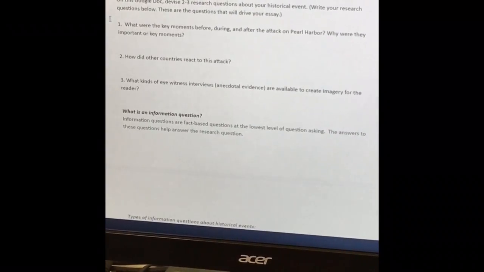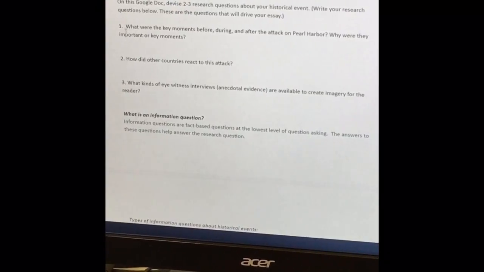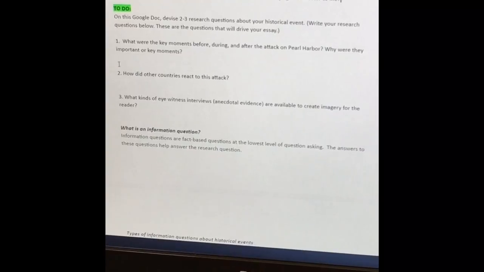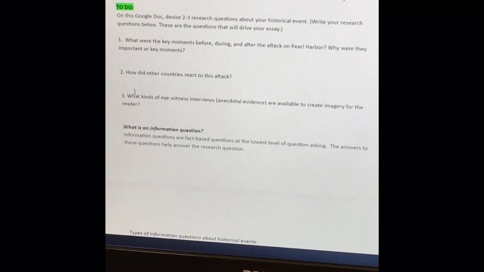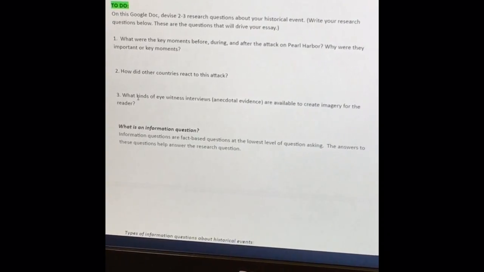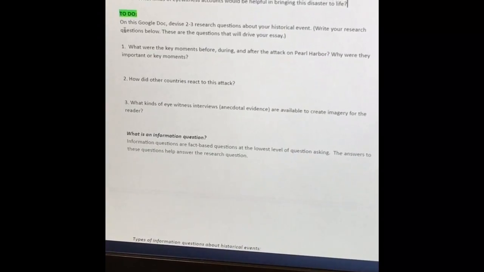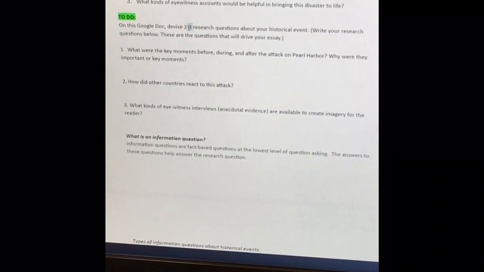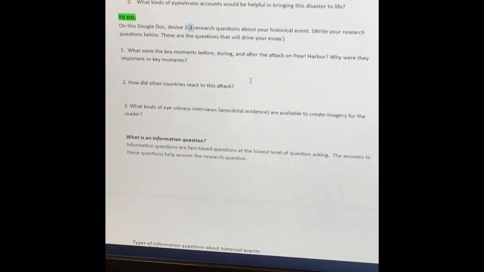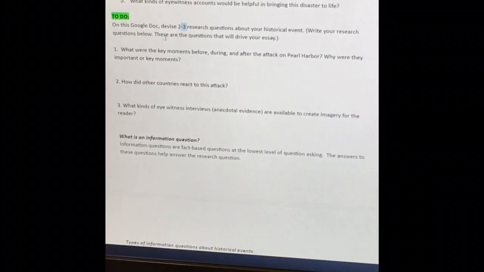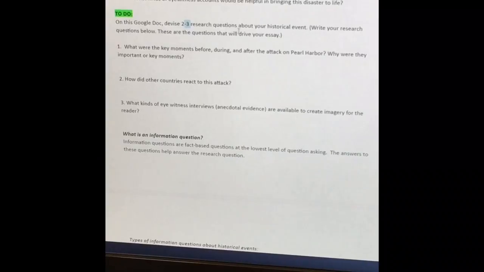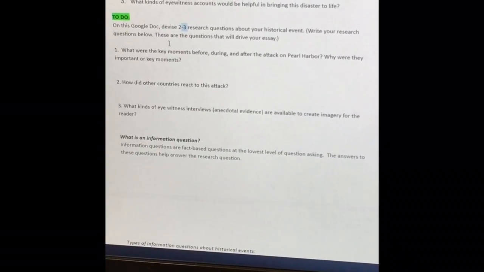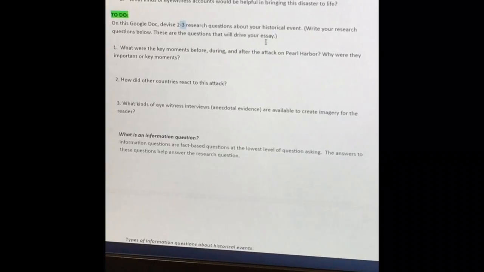Now, here are mine. My topic is Pearl Harbor. You're going to have to write your 3 questions here. On your document, it's going to be blank. So it says on the Google Doc, devise 2 to 3 research questions. I want you to focus on 3 because you're going to have 3 body paragraphs. Devise 2 to 3 research questions about your historical event. Write your research questions below. These are the questions that will drive your essay.